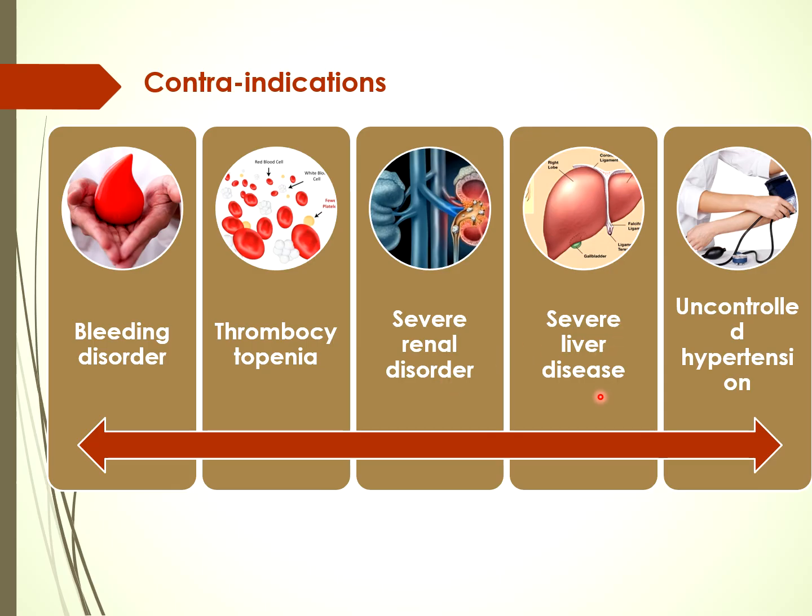Why we should avoid in case of severe liver disease: usually it causes a side effect of elevated liver enzymes, so it increases the enzyme levels in the liver. If the person has a severe liver disease and the liver is not functioning properly, in that condition, if we administer low molecular weight heparin, it may increase the levels of enzymes, and it may cause dysfunction of the liver, so we should avoid.